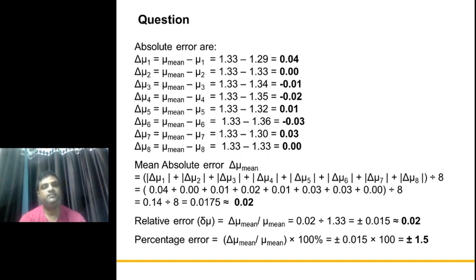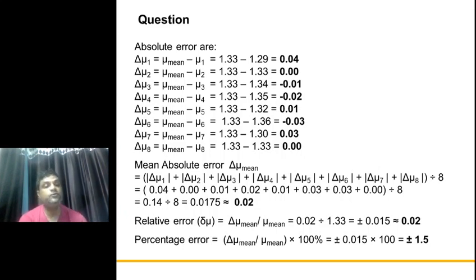Then the absolute error. Here, absolute error is different for the different readings. We have total 8 readings, so there are total 8 absolute errors. So first we take mean value minus first reading, then mean value minus second reading, mean value minus third reading, and so on. We repeat for all the 8 readings. In each case we know the absolute value is the actual value minus measured value, or mean value minus measured value. So we take this.